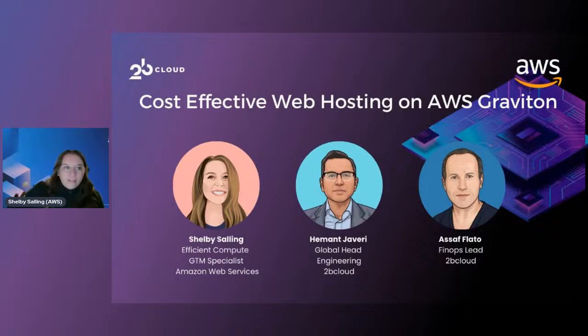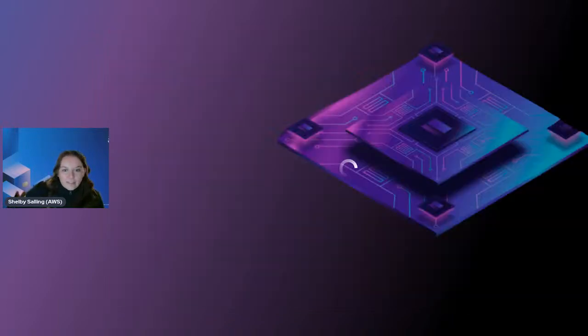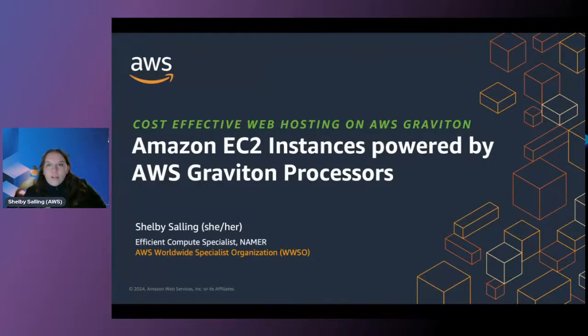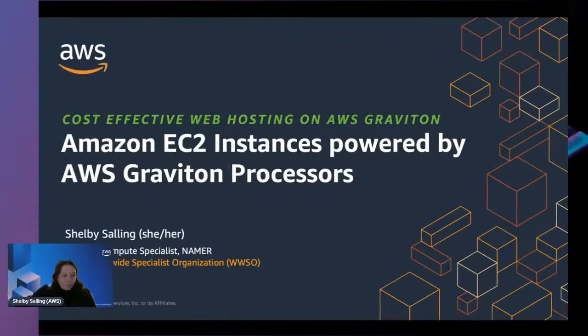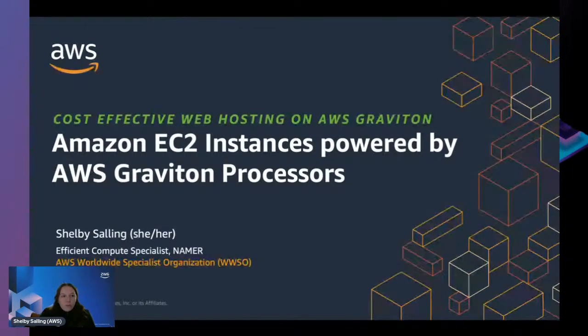Hi, thanks for having me. All right. Hi, everyone. My name is Shelby Salling. I'm an efficient compute specialist here at AWS. That covers Graviton, Spot, auto-scaling groups, savings plans, essentially how we can help our customers scale without sacrificing performance while maintaining the best price performance compute options. So today, I'm going to go over Amazon EC2 instances powered by Graviton processors.